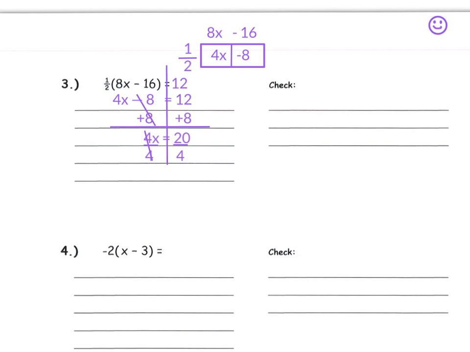4 divided by 4 is 1, just meaning there's one x. So if I just put x, that's the same thing. So that's how we got x by itself. 20 divided by 4 is 5, so x equals 5 is my answer. And we put a circle around that.